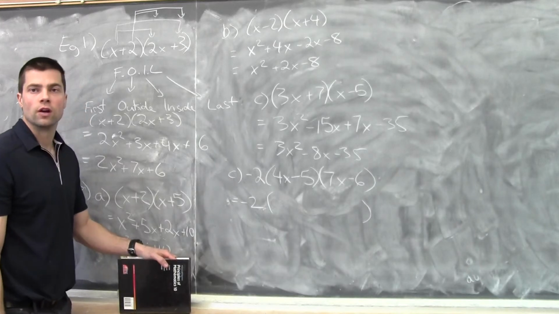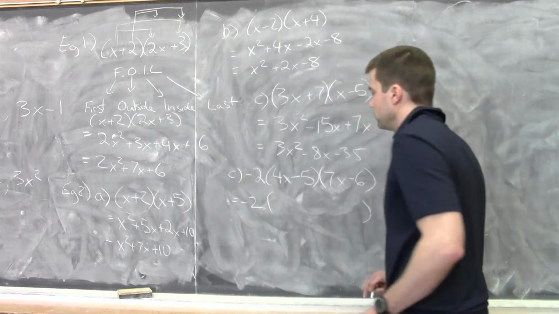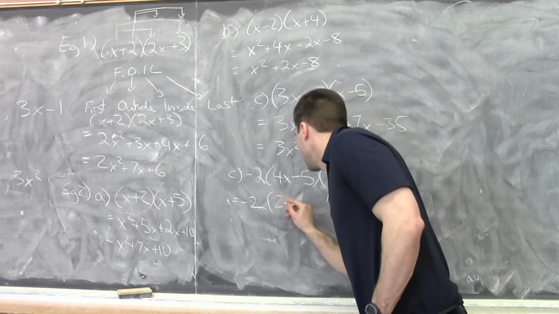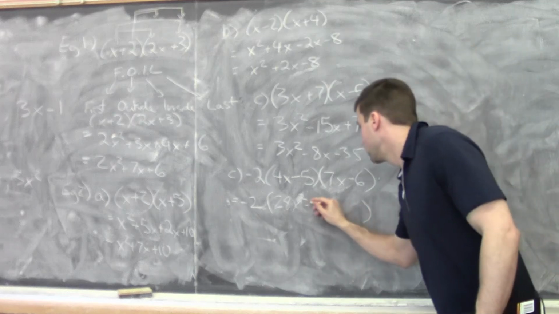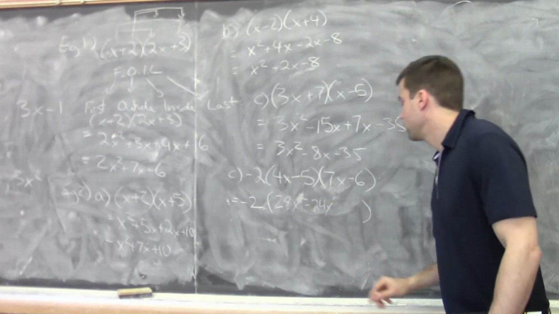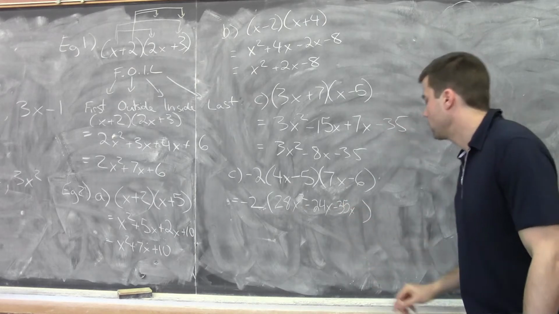So who'd like to try this one? Yeah, Michael. 28x squared minus 24x minus 35x plus 30.